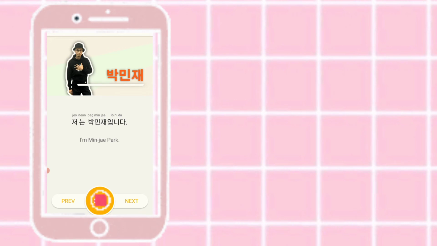So 저는 아드니입니다. My name is Adni, not Shuffles, by the way. But there's also a little thing that you have to change when your name ends with a vowel. But I'll be teaching it later. So let's go and say it again with me. 저는 박민재입니다. 저는 아드니입니다. Let's go for the next one.